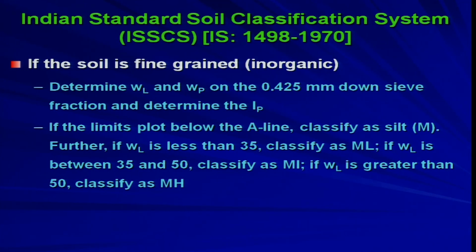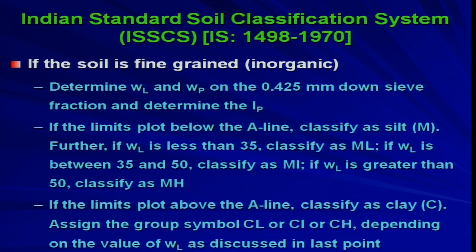Further, if liquid limit is less than 35, classify as ML, low plastic silt. If liquid limit is between 35 and 50, classify as MI, that is intermediate plastic silt. If liquid limit is greater than 50, classify as MH, that is high plastic silt.